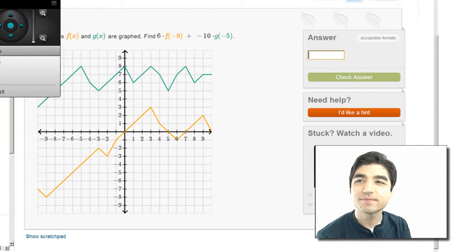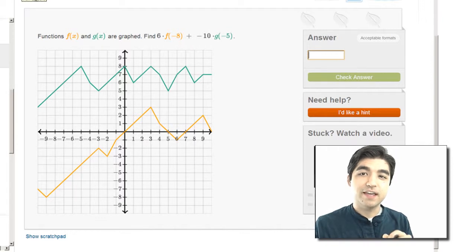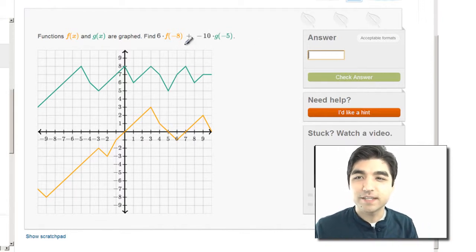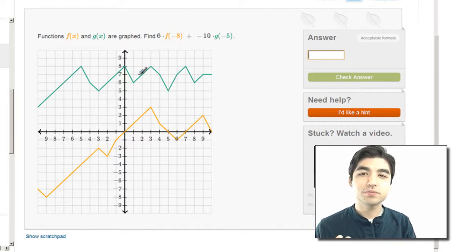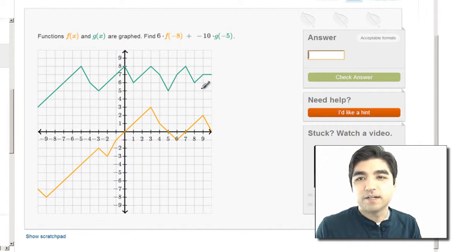Hey, so in this one, we need to take our knowledge about function notation and just kind of take it to the next level, step it up a bit. So in this one, we have two graphs here, two functions, and they want us to evaluate the functions and then do some arithmetic with it. So once you see it once, it probably won't be a big deal.